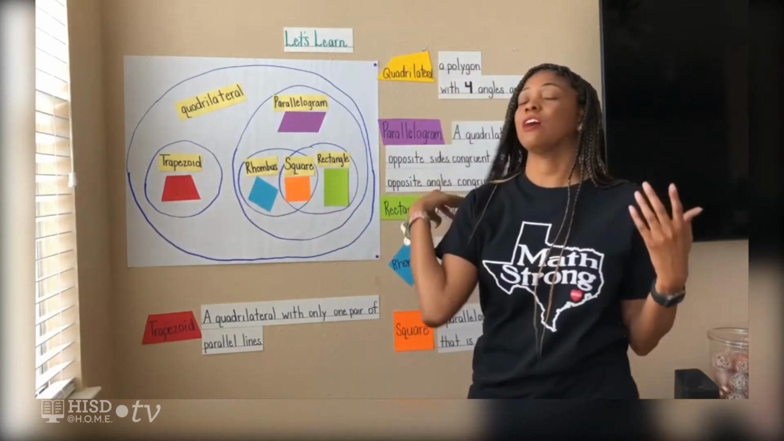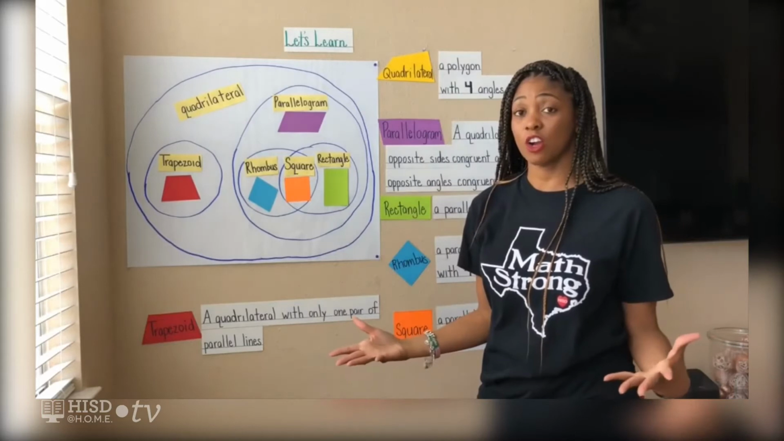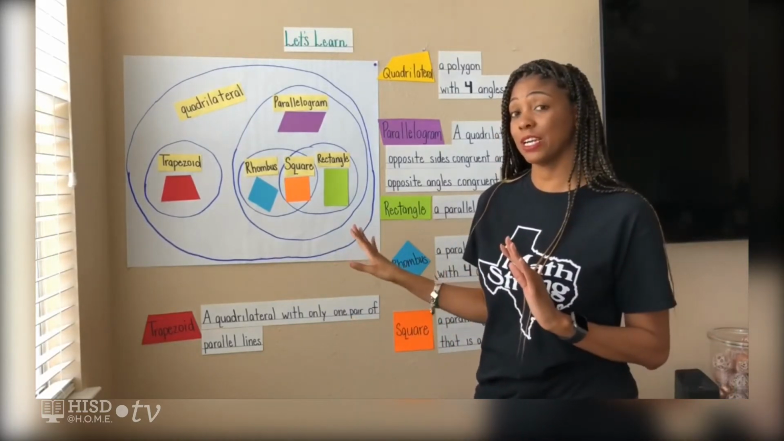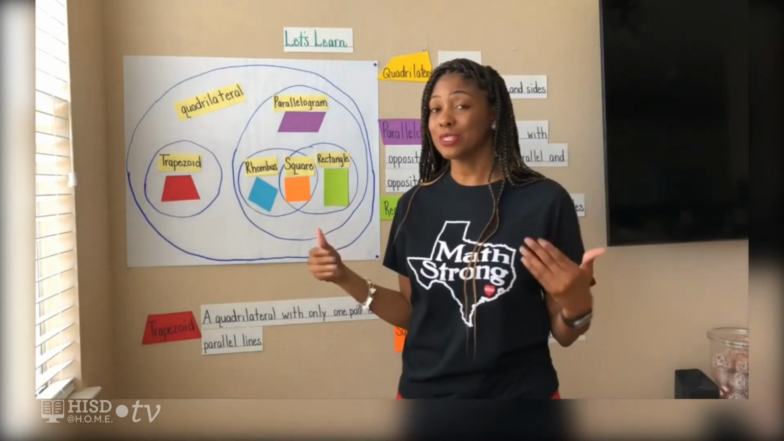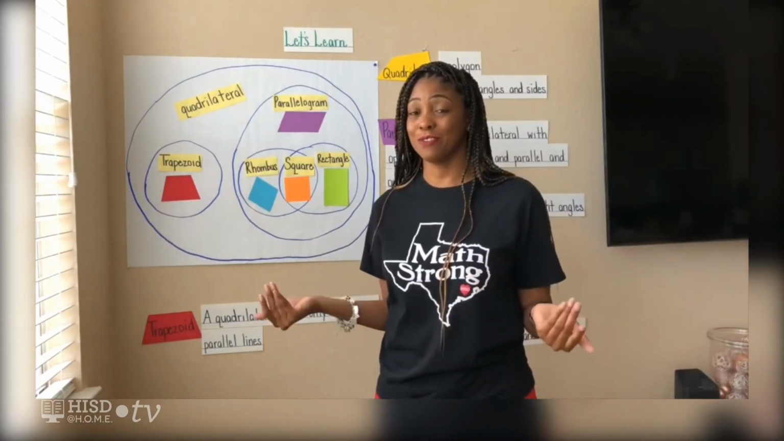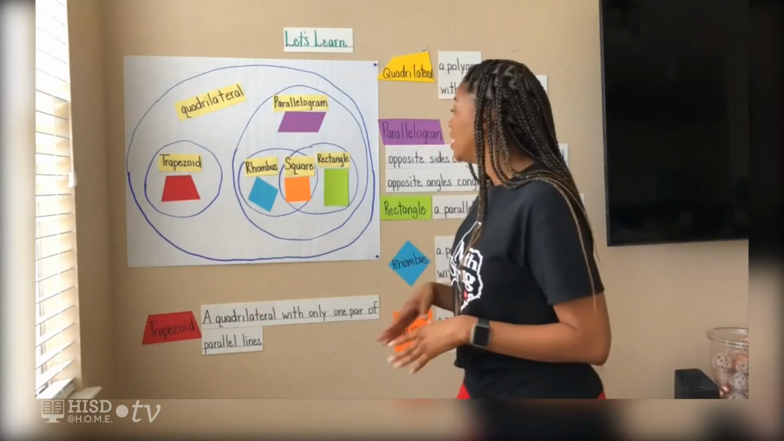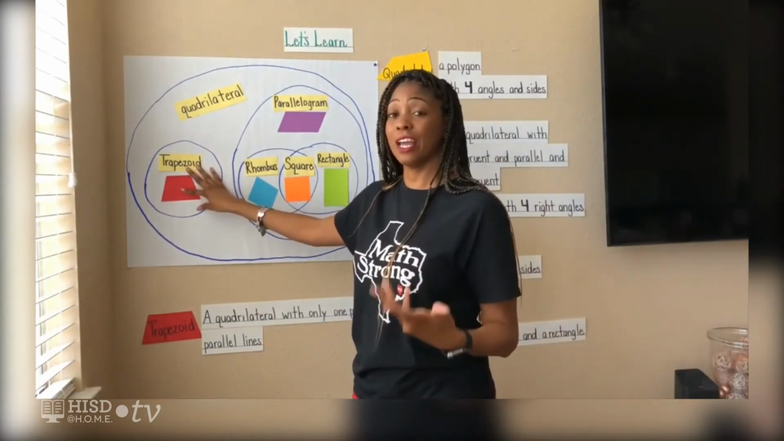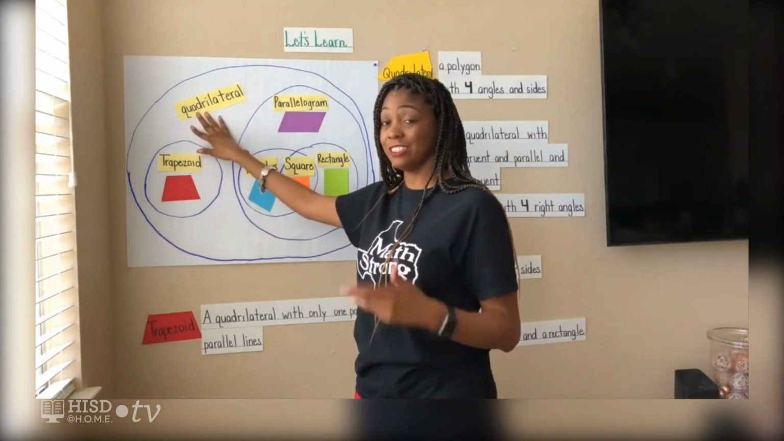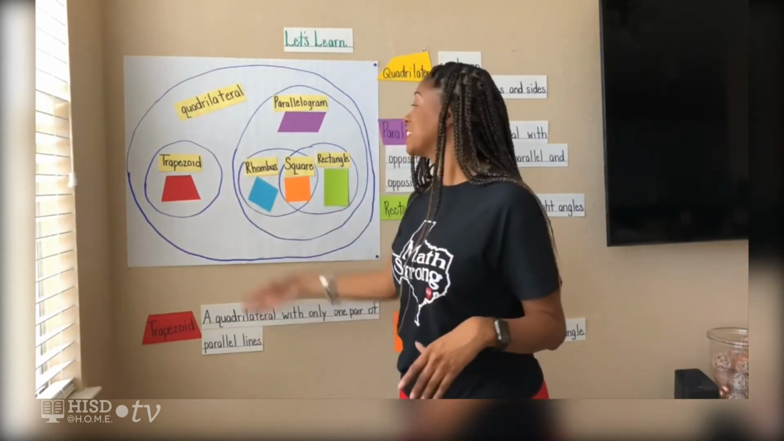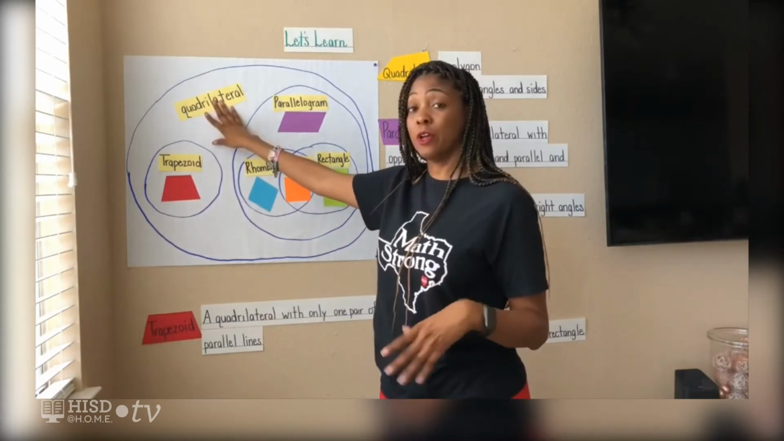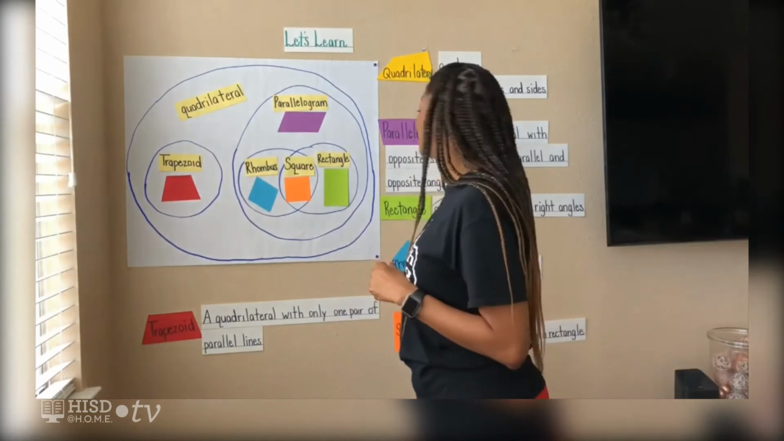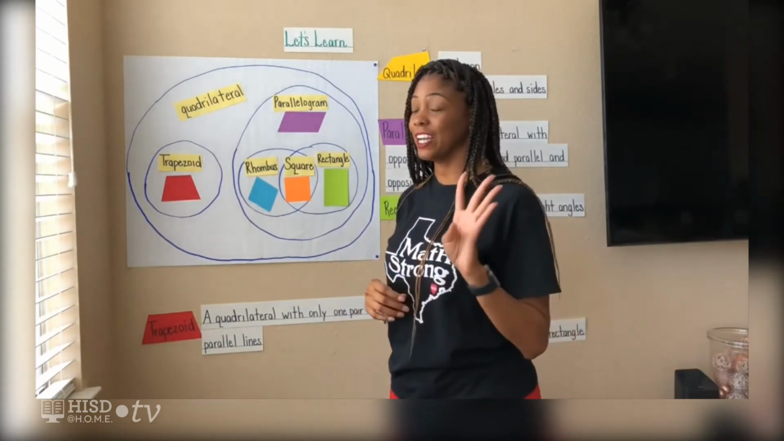And now that we have all of these shapes inside of our graphic organizer, let's actually go back to the graphic organizer and read it using our understanding of the shapes or the figures. A trapezoid can also be called a quadrilateral. That is true because a trapezoid has 4 sides and it has 4 angles.